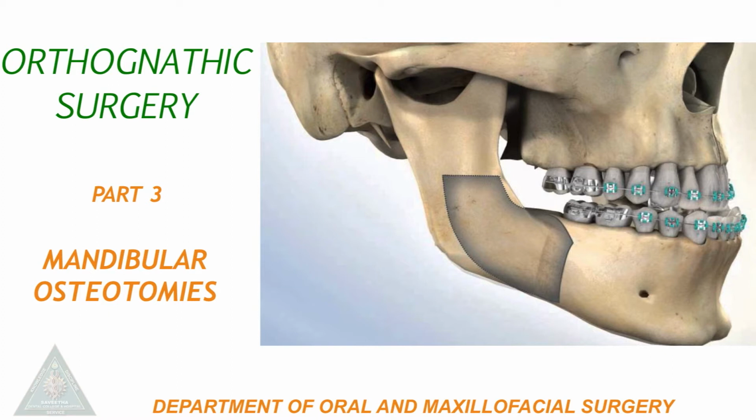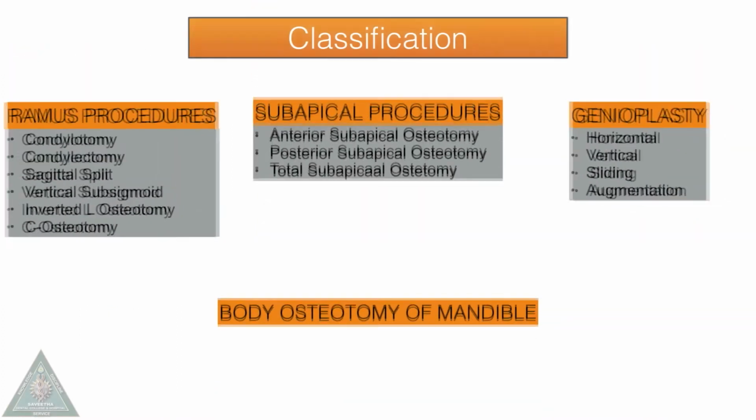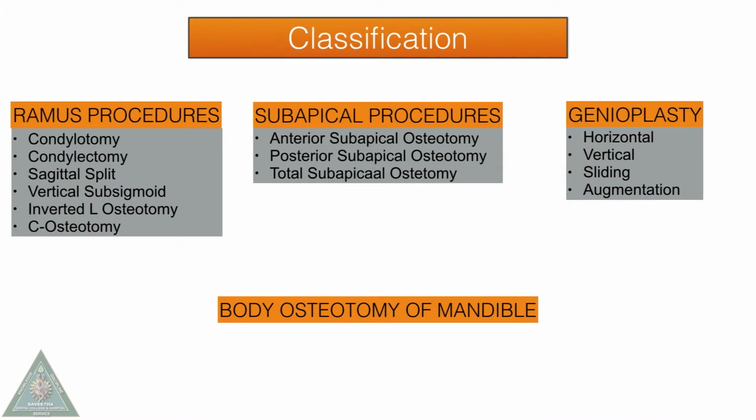Today's topic will be mandibular osteotomies. Mandibular osteotomies can be classified into ramus procedures such as the sagittal split osteotomy or the vertical subsigmoid osteotomy, subapical procedures like the anterior or the posterior subapical osteotomy, genioplasty, which can be either horizontal or vertical sliding or augmentation, and body osteotomy of the mandible.